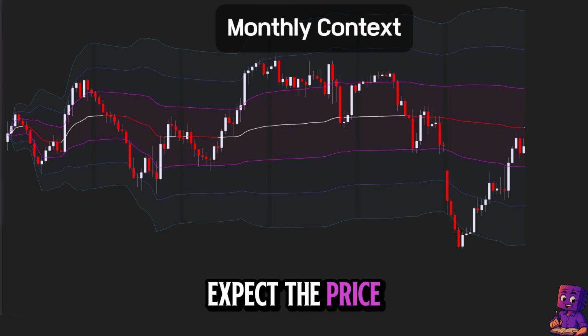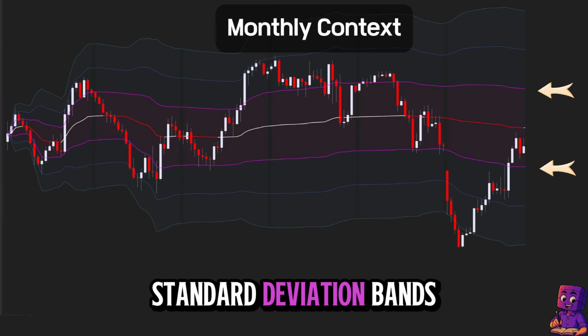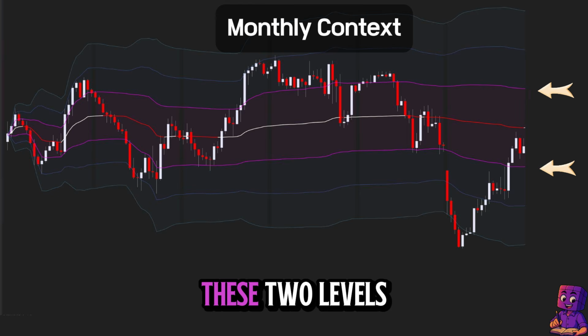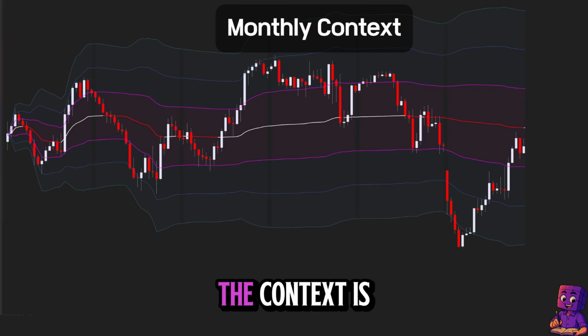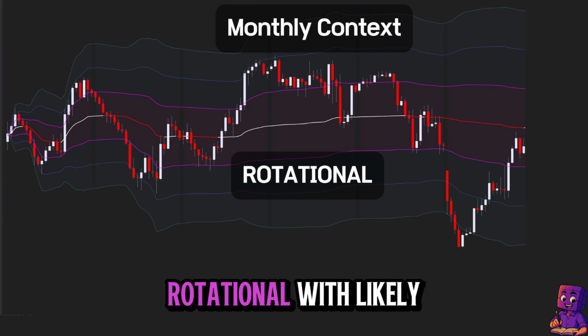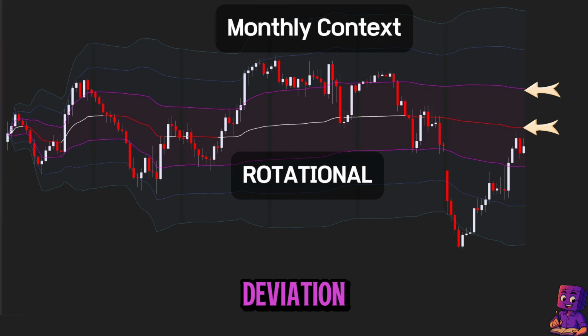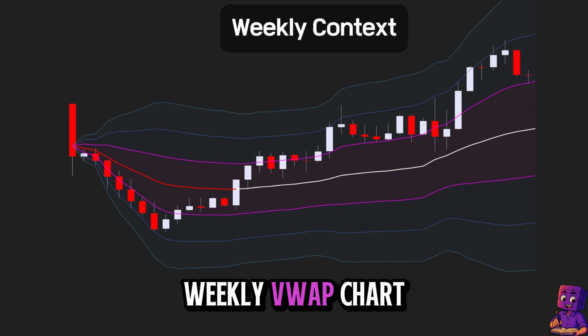What do we expect the price to do? As long as it stays between the -1 and +1 standard deviation bands and holds within that range, we expect price to rotate between these two levels. So on the monthly VWAP, the context is rotational, with likely destinations at VWAP and then the +1 standard deviation. Let's see what happened on the weekly VWAP chart.